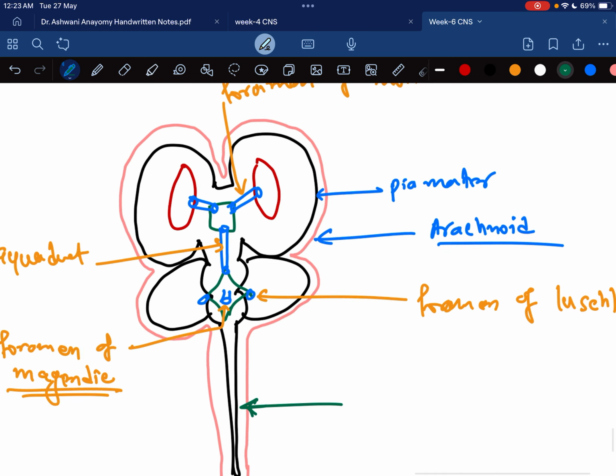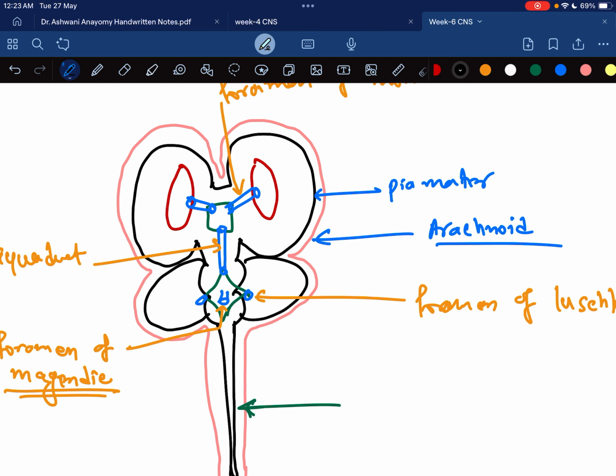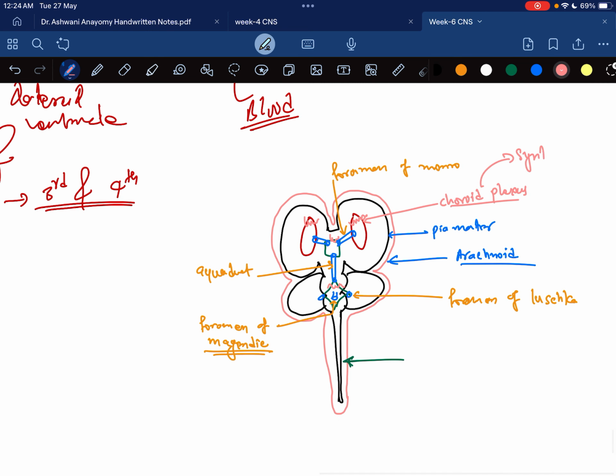Now we are moving on. I think it is better to draw in blue. In the lateral ventricle there is choroid plexus, and also in the third ventricle and the fourth ventricle. This is the choroid plexus, which helps in the synthesis or formation of the CSF.